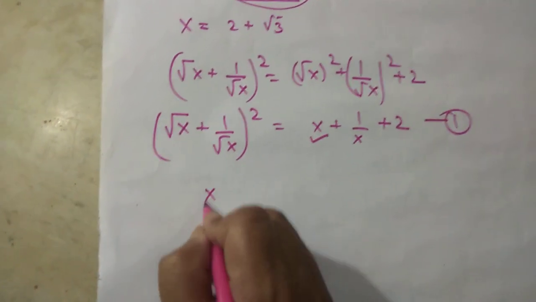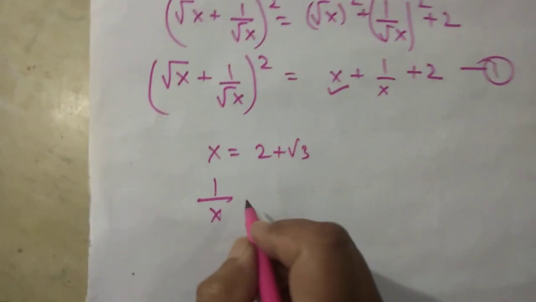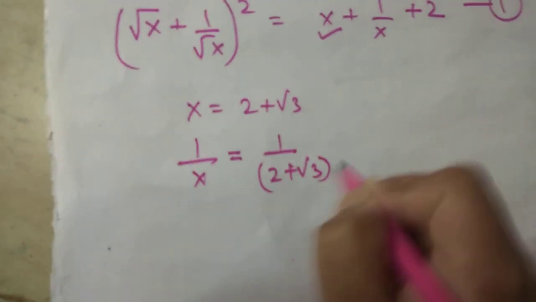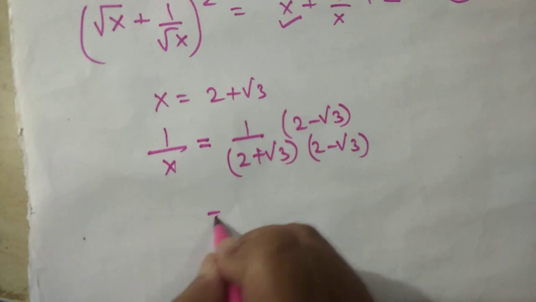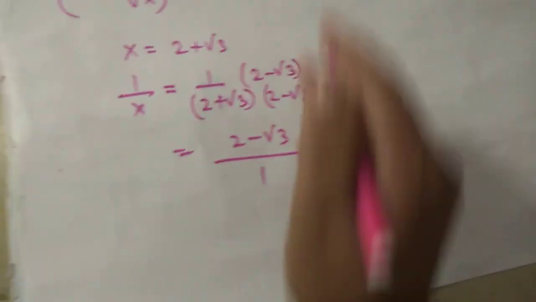1 by x. So x is equal to 2 plus root 3. 1 by x is equal to 1 upon 2 plus root 3. Multiply by 2 minus root 3, 2 minus root 3. This is 2 minus root 3. 2 squared is 4 minus 3, that is 1. So 1 by x is equal to 2 minus root 3.